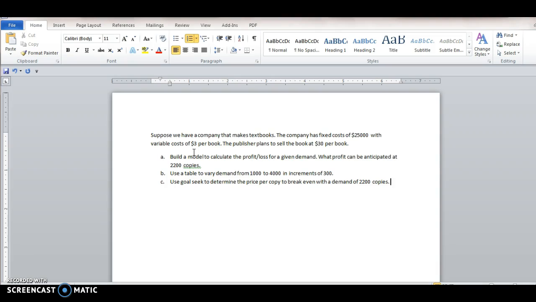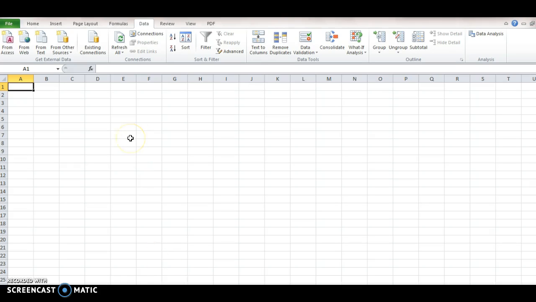So first, build a model to calculate the profit or loss for a given demand. What the profit can be anticipated at 2,200 copies. So let's open up Excel and let's get started with that. So we want our quantity, and at first we're just starting with 2,300, so we can just type that in there. And then we want to know the cost.